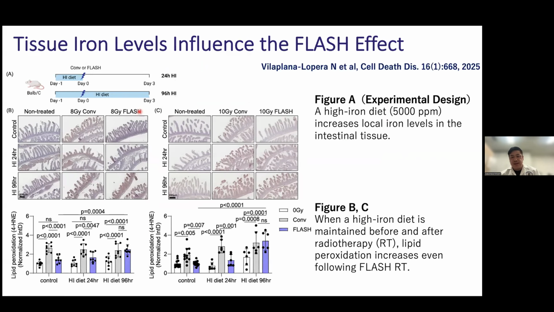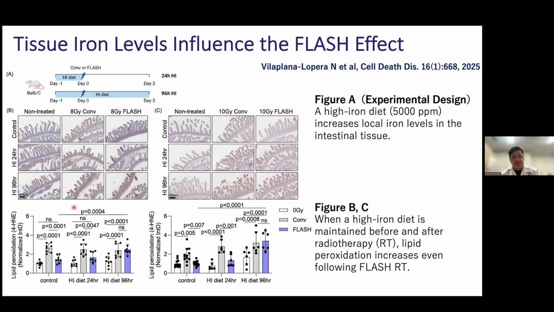Especially, they fed the animals an iron-rich diet to eliminate the difference in iron content between the tumor and the normal tissues. After irradiation, they found that the differences in the incidence of lipid peroxidation between conventional dose rate radiation and flash irradiation were abolished under these conditions.